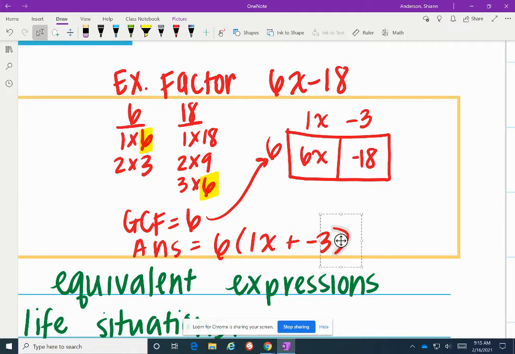Take out the GCF, which was 6, and then you are dividing. 6x divided by 6 is 1x, and negative 18 divided by 6 is a negative 3. So a lot of us were missing that negative. You can use the keep change up top here to give you that negative 18, so you know that you are dividing by a negative. Negative divided by a positive is a negative. Therefore, my final answer is just 6 times 1x plus negative 3.